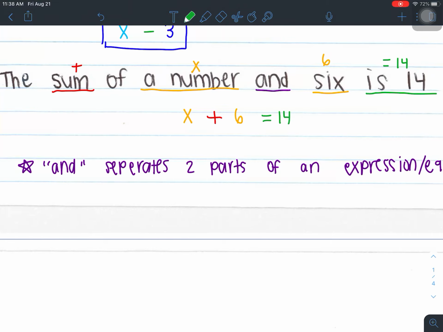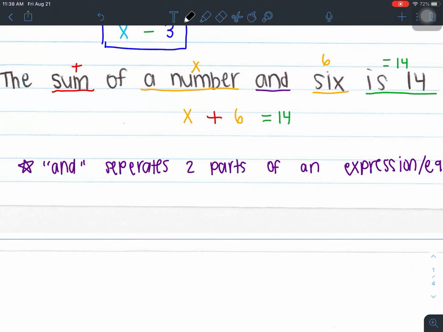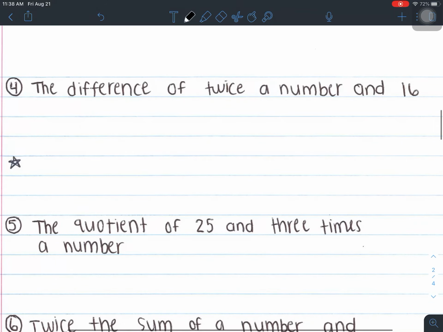It is 14. So let's break it down. The sum of a number and 6 is going to equal 14. So you're saying, hey, if I add 6 and a number, I'm going to end up with 14. That's the whole big final translation for us here. And this was our first equation, and the reason I knew I had an equation was because there was the is there. All right, moving on to number 4.